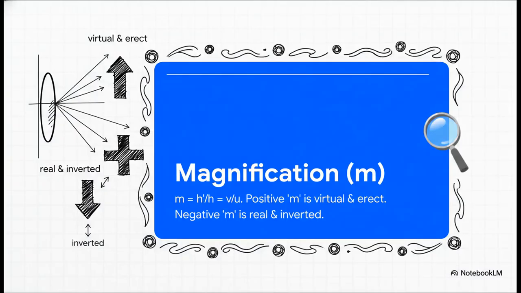Next up, we have magnification, which we call M. This little letter gives us two huge clues. First, the number itself tells us if the image is bigger or smaller than the object. And second, the sign tells us its nature. If M is negative, the image is real and inverted. If M is positive, it's virtual and erect. It's a really useful shortcut.